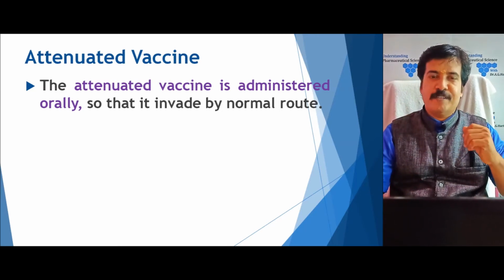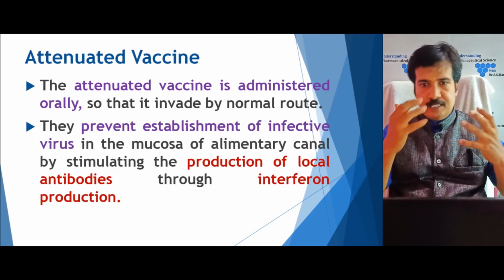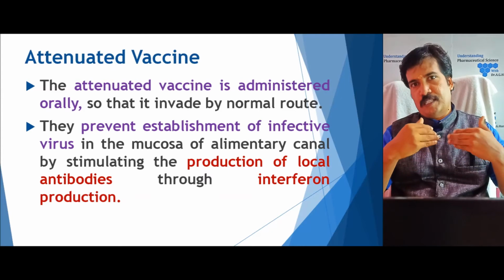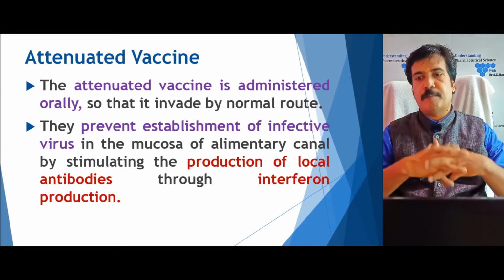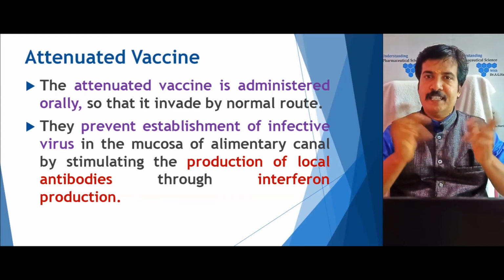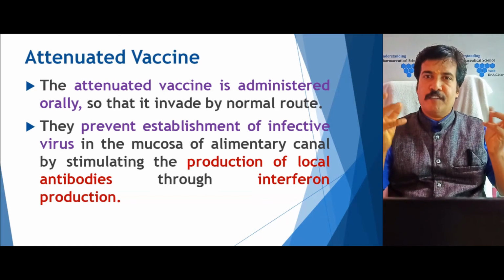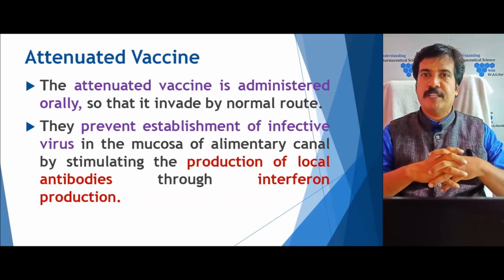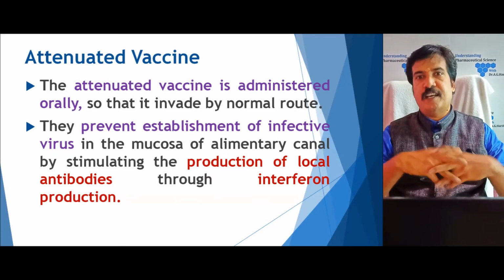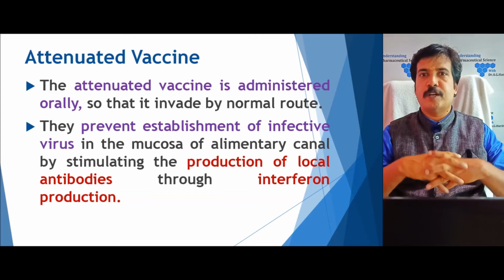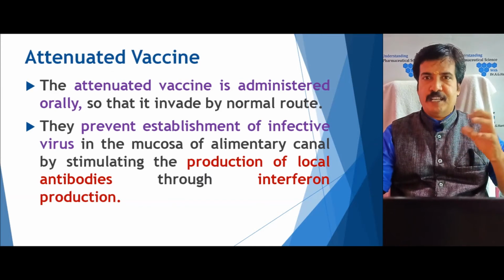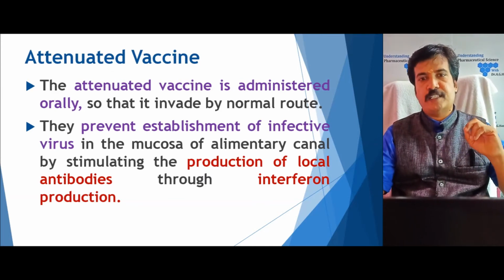it stimulates the immunity. It goes into the mucosal layer in the alimentary canal. Once it goes in, it stimulates the immunity, and it does so by binding with the mucosal cell and releasing interferons. This interferon stimulates the production of antibodies by the lymphocytes. So once the original virus, that is the infective virus, enters, the individual already has the ability to produce immunity against that virus, and it will inhibit it. It prevents the establishment of the infective virus in the mucosal layer.